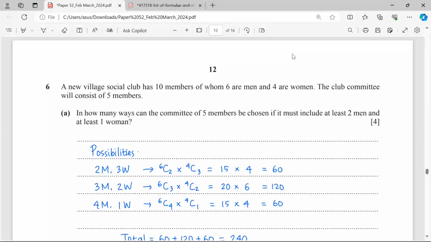Okay, the last question here, number 6. A new village social club has 10 members, of whom 6 are men and 4 are women. The club committee will consist of 5 members. Part A. In how many ways can the committee of 5 members be chosen if it must include at least 2 men and at least 1 woman?